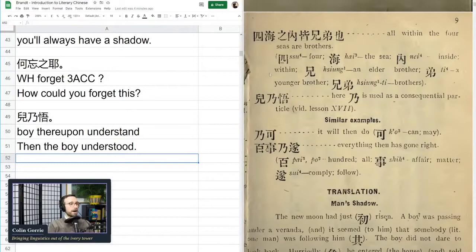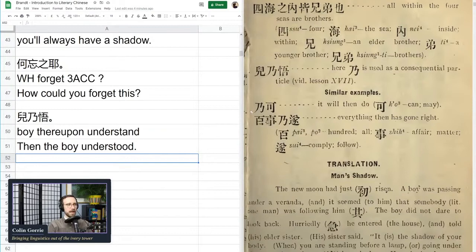All right. And then we have the next thing here, er nai wu, the boy then understood. Consequential particle. I think then is a decent translation. Thereupon. I also like thereupon. That's kind of nice. Okay. So then we have some more examples. Nai ke. It will then do. In that case, that's fine. Something like this. Bai shi nai sui. Hundred things then follow. Everything then has gone right. That's a bit too idiomatic for me to connect with at this point, but there you go.